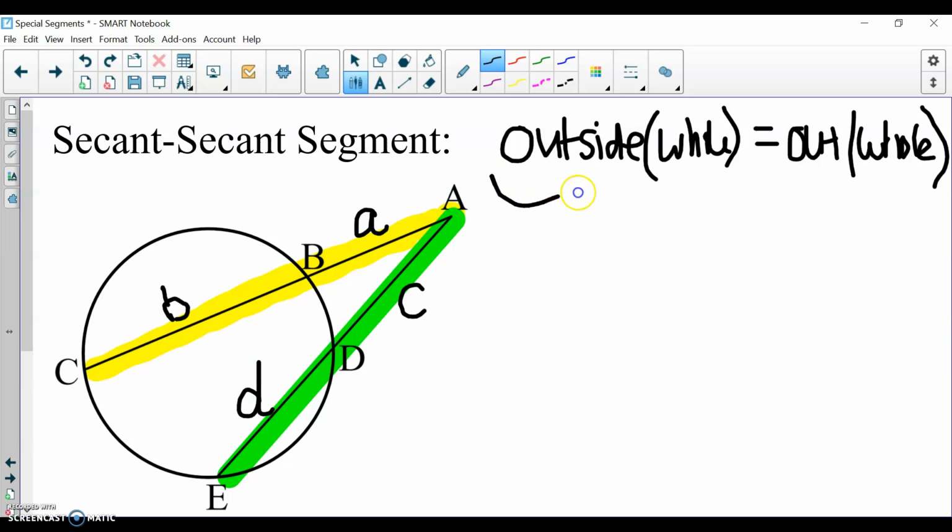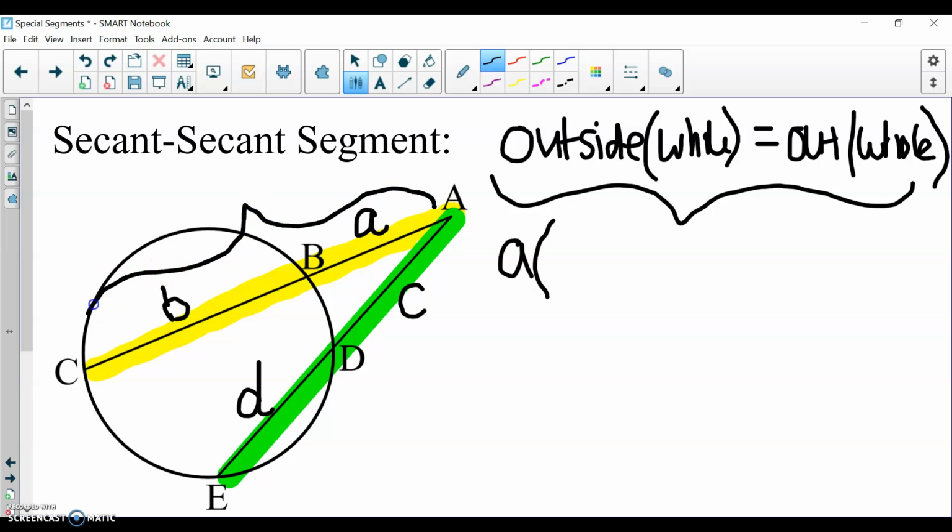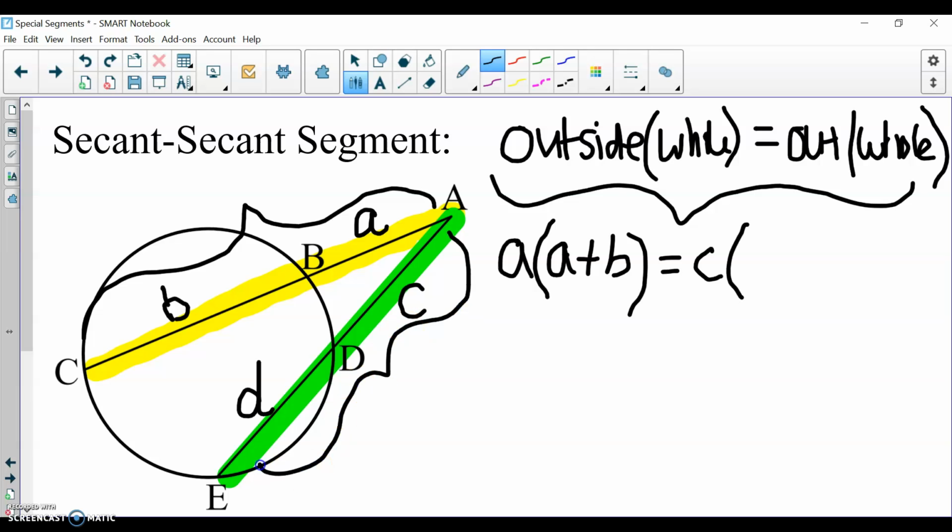So kind of generalizing this formula here, on the yellow secant segment, the outside is A, and we're going to multiply it to the whole segment, which has to be A plus B. Similar for the green segment, the outside or external part is C. The whole thing, we'd have to combine the distance of C plus D.